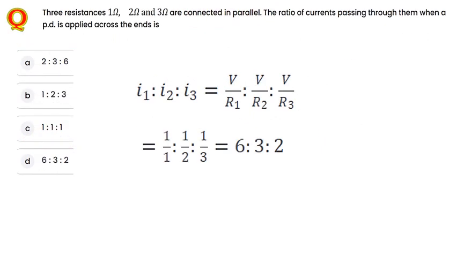Next question in Ohm's law. Three resistors of 1 ohm, 2 ohm and 3 ohm are connected in parallel. Understand this concept. One additional point they have given is that they are connected in parallel, and they ask for the ratio of current passing through them when a potential difference is applied across the ends. So they are asking the ratio of current passing through it. The key point is that they are connected in parallel. Remember this in this case.